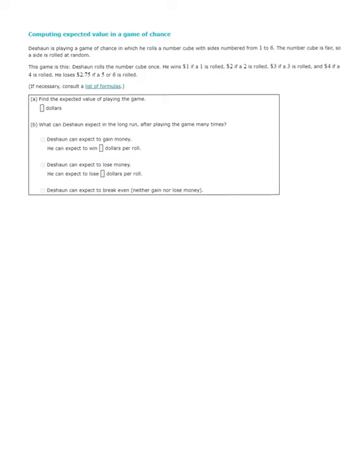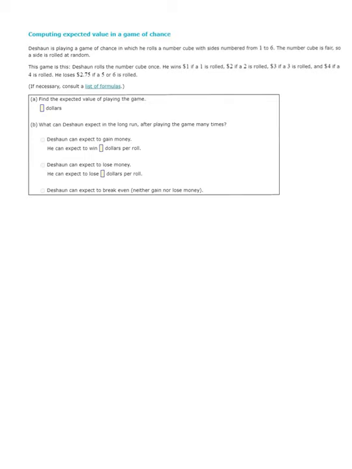All right, and lastly, it says Deshaun is playing a game of chance in which he rolls a number cube with sides numbered 1 to 6. Sounds like a die to me. The number cube is fair, so a side is rolled at random. The game is this: Deshaun rolls the number cube, the die, once. He wins $1 if 1 is rolled, $2 if 2 is rolled, $3 if 3 is rolled, $4 if 4 is rolled, but loses $2.75 when 5 or 6 is rolled. The question is, find the expected value of playing this game.